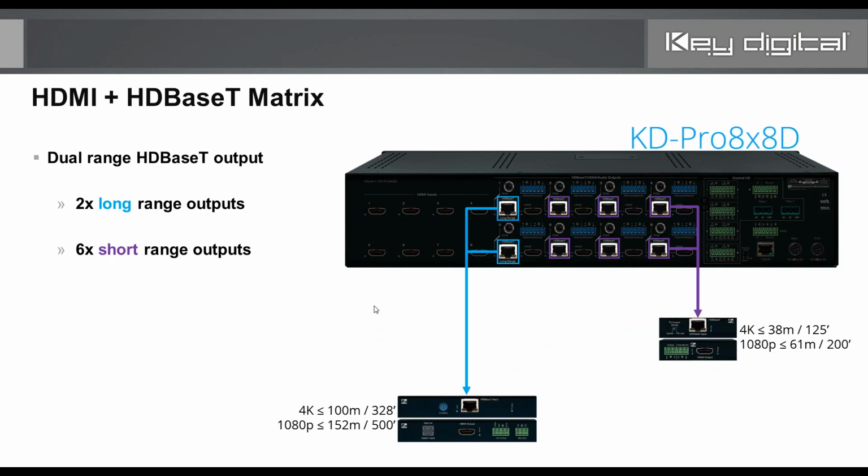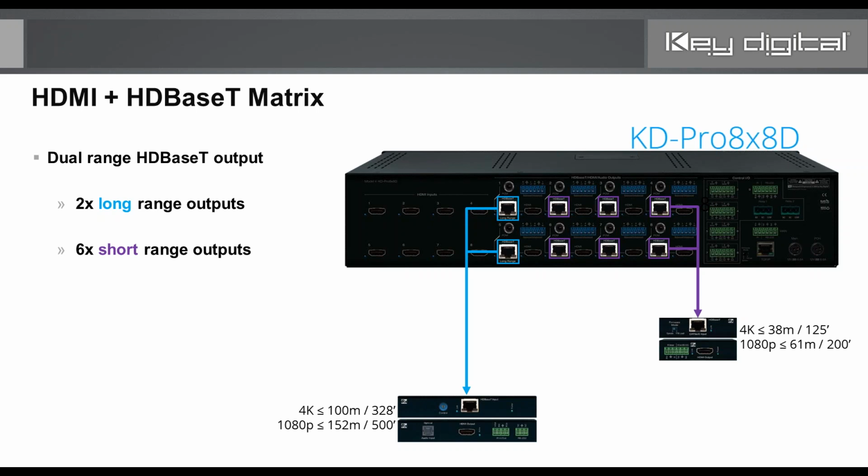As we mentioned, there are 2 long-range outputs that deliver 4K video at 100 meters, close to 330 feet, or 1080p at 500 feet. So perhaps your system does not require 4K. However, there are a few very long runs in the system. We may still specify the KD Pro 8x8D, since the native long-range outputs, those are outputs 1 and 5. So we show that on the teal squares on outputs 1 and 5 for a reason, because those are your long-range outputs. The silkscreen says so.